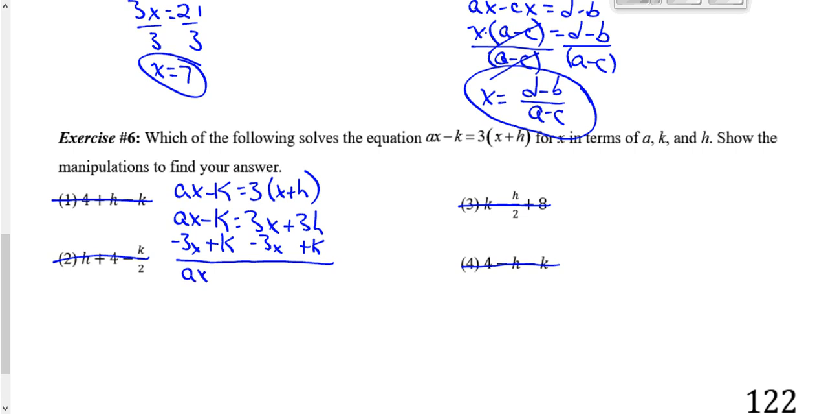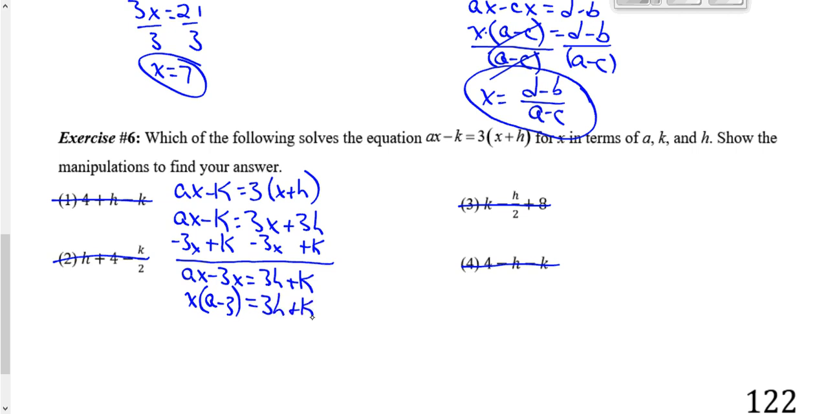So ax minus 3x equals 3h plus k, right? Okay, does this look a little like the issue we had up above? Yeah. So what can I do here? Factor out the x, right? So x, what gets left? A minus 3.